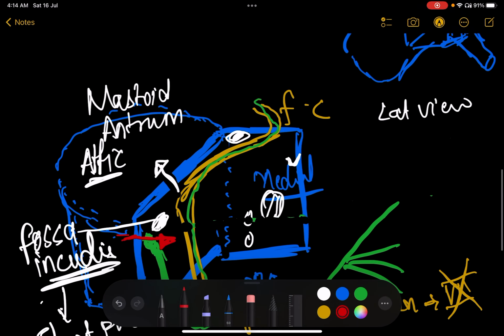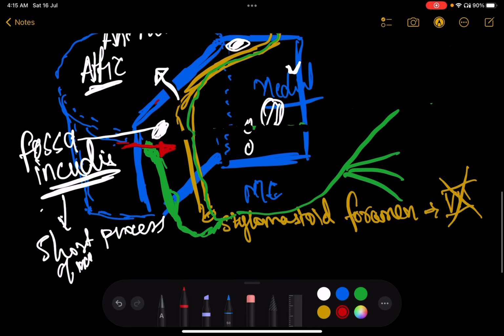Obviously, you would be wondering why can't you go from the antrum into this? Because the aditus is really small. It's not something which is massive. It's something that allows infection to definitely go from the middle ear into the antrum, but not a surgical instrument or anything of that sort. So definitely you need to know what a facial recess is.